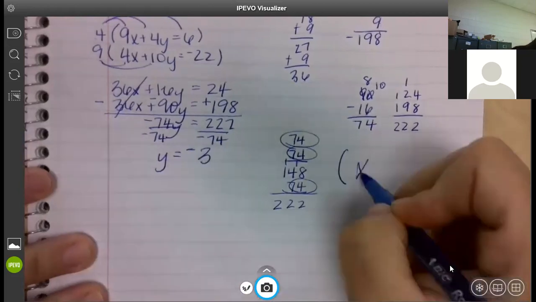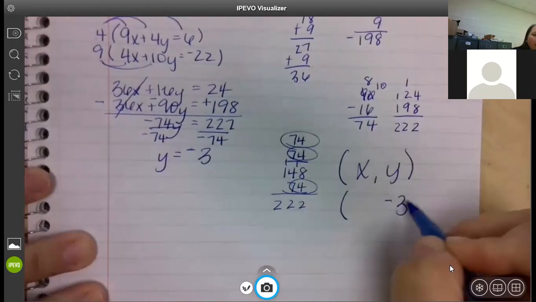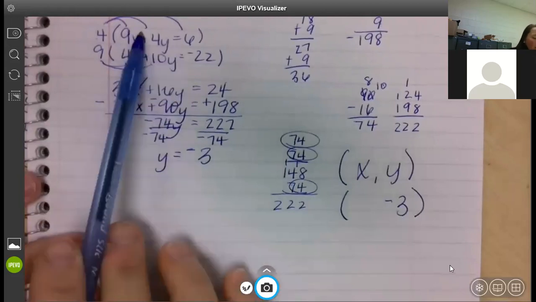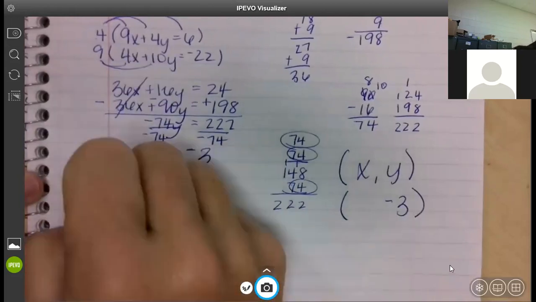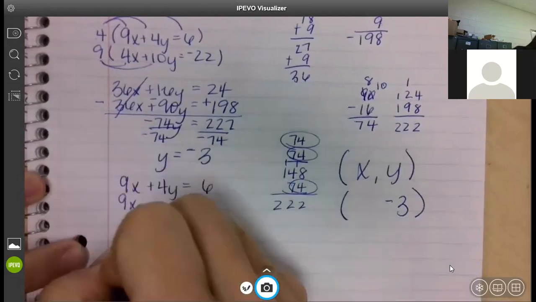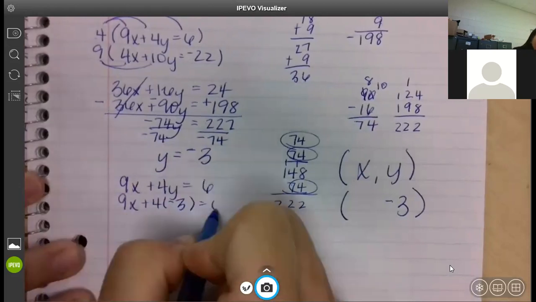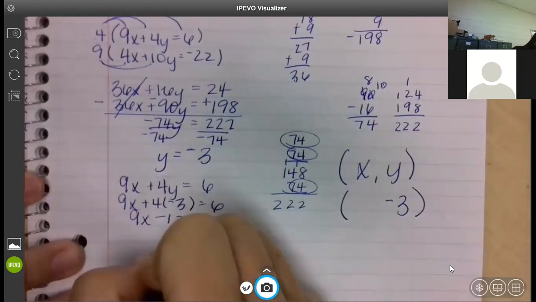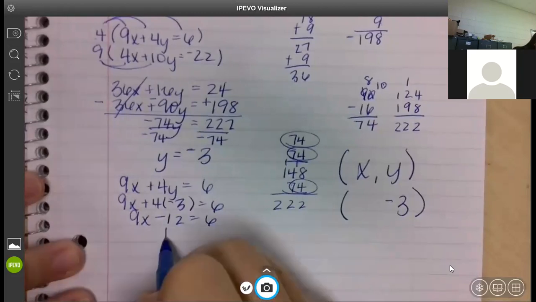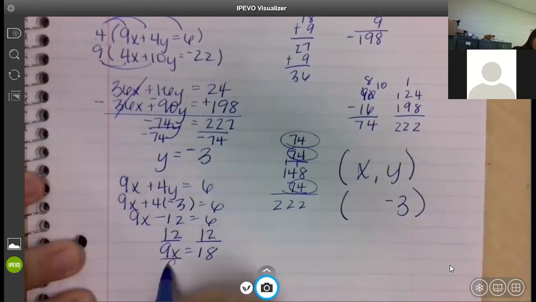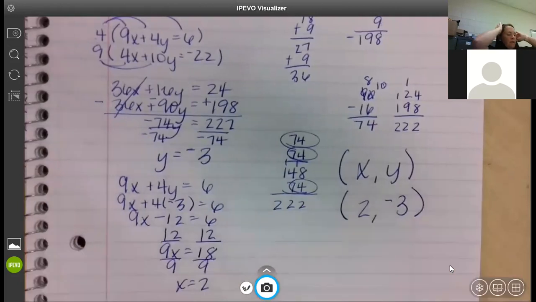So remember, I need an xy coordinate. So my y is -3. Pick either equation and go back up to the beginning, and I'm going to pick the first one because it's all positive. So 9x plus 4y equals 6. Y was -3. 4 times -3 is -12. Add 12, you should be able to do that. I get 9x equals 18. Divide by 9, and we get 2. So our coordinate is 2, -3.